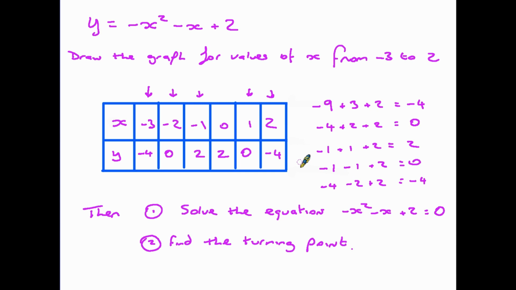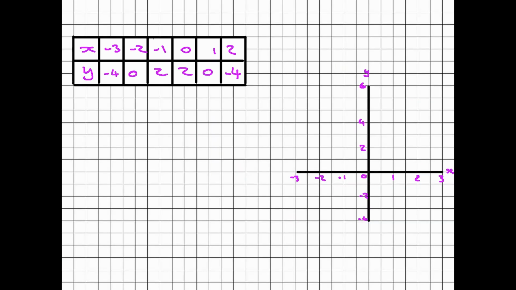Now we have the values of x and the corresponding values of y. We're going to draw the graph, we're going to solve the equation, and we're going to find the turning point. Okay, let's first of all get the coordinates plotted on the graph. A slightly different scale. I'm going up in 2s on the y-axis and 1s on the x. But no matter, I can still plot the coordinates.